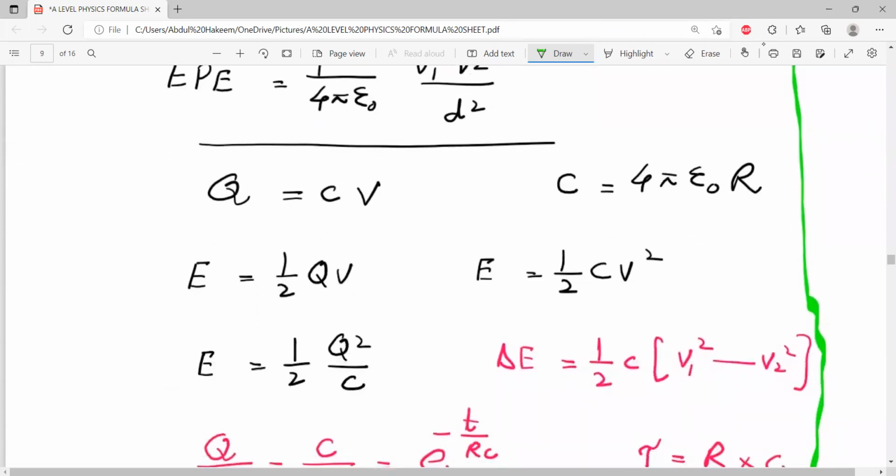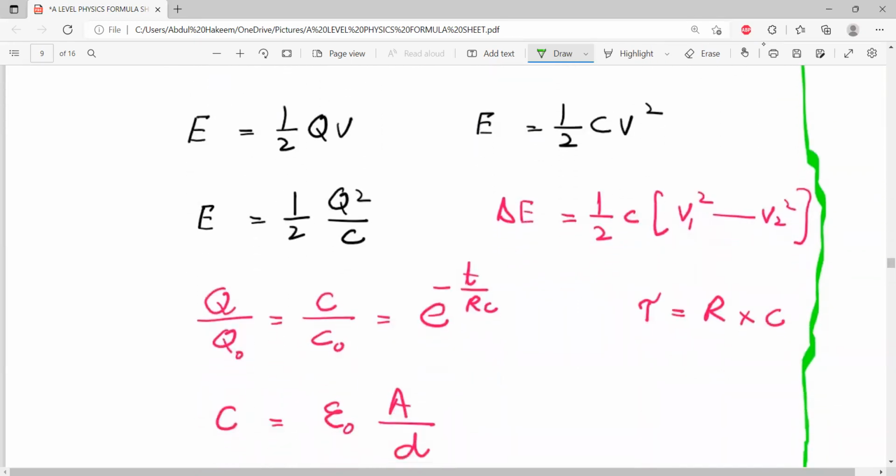Then in a capacitor, q is equal to CV, and C is equal to 4 pi epsilon naught r in terms of the charged sphere. Energy is equal to 1 by 2 qV. Energy is equal to 1 by 2 CV square. Energy is equal to 1 by 2 q square over C. And the loss of energy, the change of energy while discharging of the capacitor is 1 by 2 C times bracket V1 square minus V2 square, meaning initial energy minus final energy.